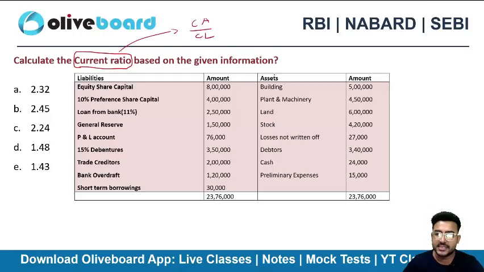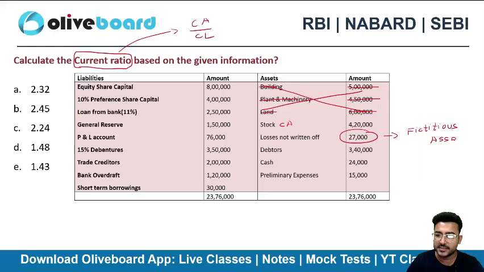So here on the asset side, I can see building, that's a non-current asset; plant and machinery, that's a non-current asset; land, that's a non-current asset. So I don't need these three elements. Stock is a current asset. Losses written off, this is a fake asset, a fictitious asset.